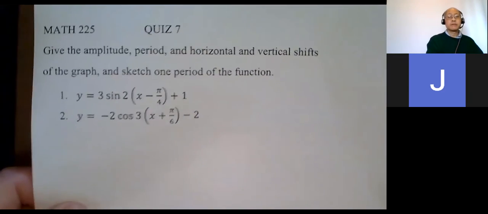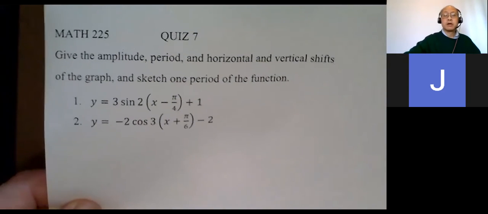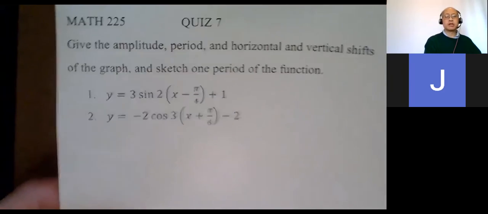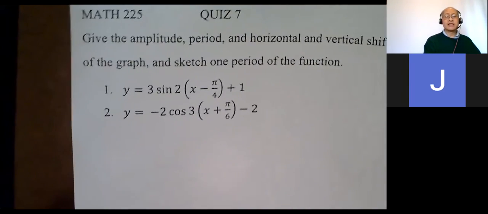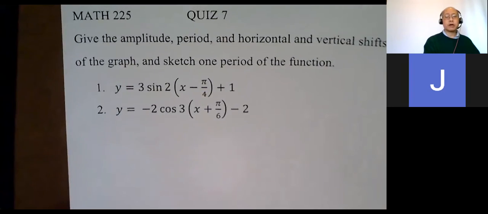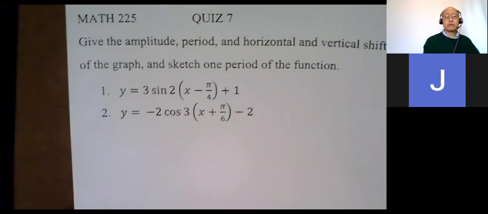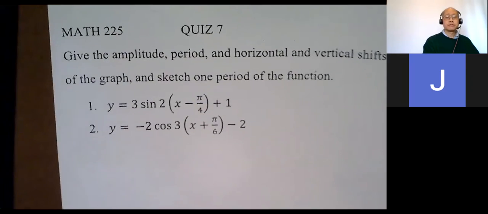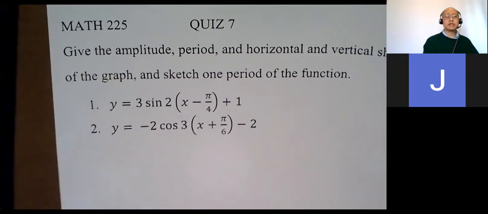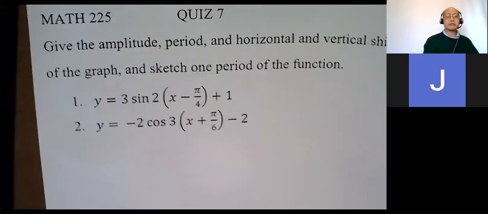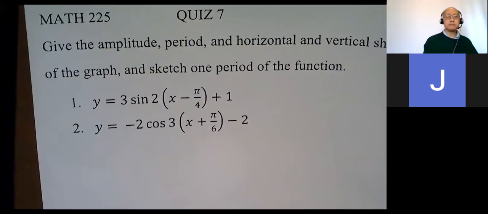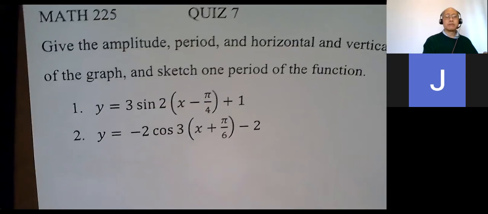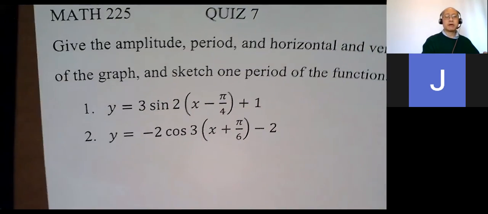Okay, here we go. Give the amplitude, period, and horizontal and vertical shifts of the graph and sketch one period of the function. In your sketch, I need to see where you start, where you end, the 1/4 mark, halfway, 3/4, just like I did in class the other day. Number 1, y equals 3 sine of 2 parentheses x minus pi over 4 plus 1. Number 2, y equals -2 cosine of 3 parentheses x plus pi over 6 minus 2.